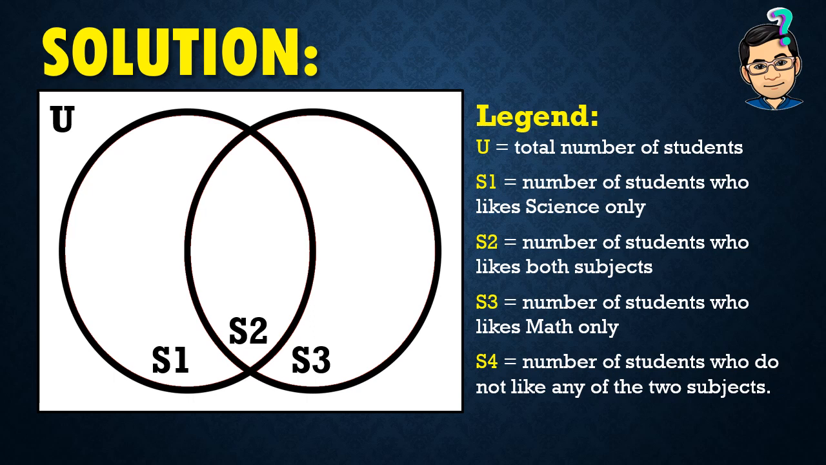And then, for S2, ito naman yung portion na naglalaman ng number of students who like both subjects. So, pareho nilang gusto ang science and math. And then, yung S3 naman, ito naman yung portion na kung saan naglalaman siya ng number of students who like math only. So, wala silang ibang gustong subject kundi math. And then, yung nakalabas naman, yung S4, ito yung complement. So, ito naman yung number of students who do not like any of the two subjects. So, maaaring ang favorite subject nila, Filipino, English, AP, MAPE, TLE, ESP, or other subjects.